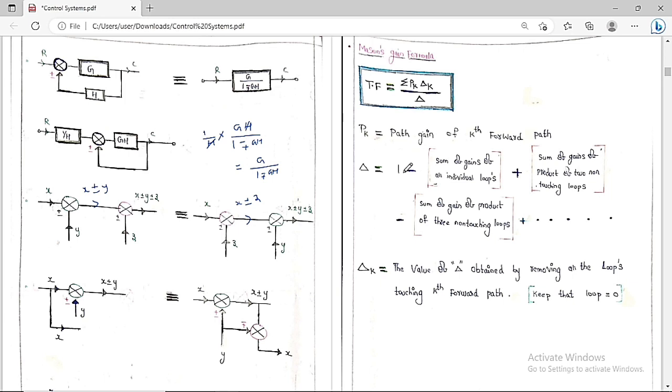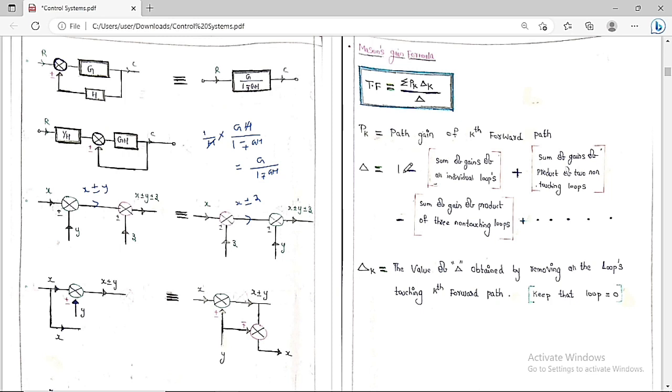delta. Where pk is the path gain of the kth forward path, and delta is 1 minus the sum of gains of the individual loops plus the sum of gains of the product of two non-touching loops minus the sum of gains of the product of three non-touching loops, and it goes on. And delta k is the value of delta obtained by removing all the loops which touch the kth forward path, that is, keeping those loops which touch the kth forward path as 0. The resulting value obtained from delta is called delta k.